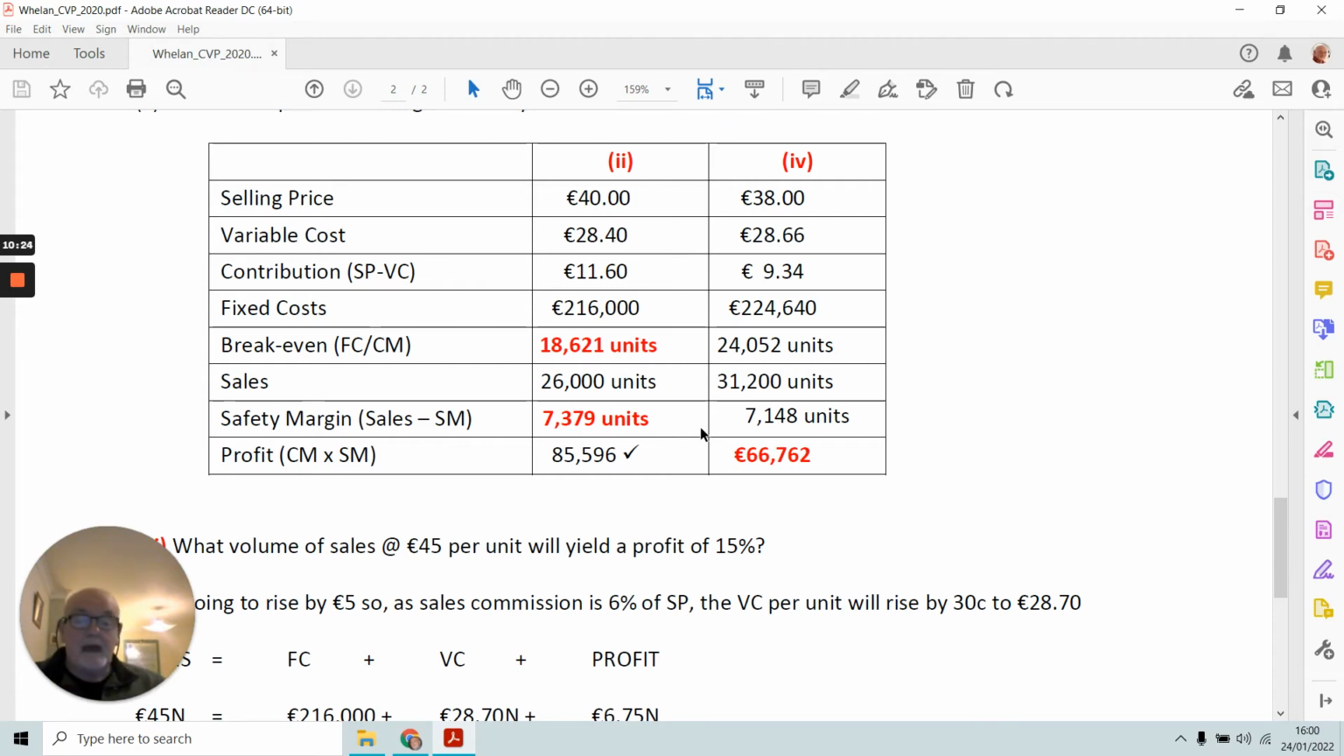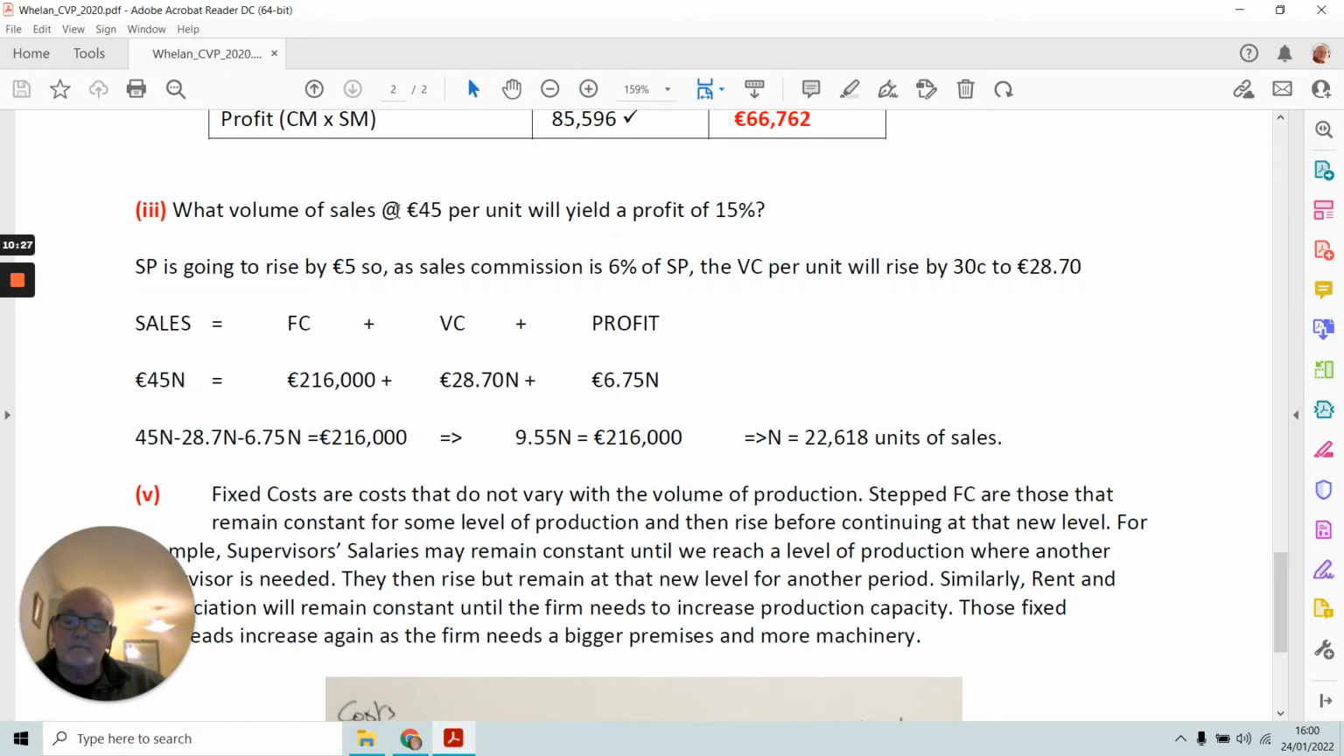The third part of the question asks us what volume of sales, if we sell them at €45 each, will earn us a 15% profit percentage on the sales. Let's have a look at this now. We're increasing our selling price to €45. It was 40, so our selling price is going up by a fiver. Don't forget, our sales commission is 6%. So it was originally 6% of, our selling price is going up by a fiver, so our sales commission will go up by 6% of €5, which is 30 cents.